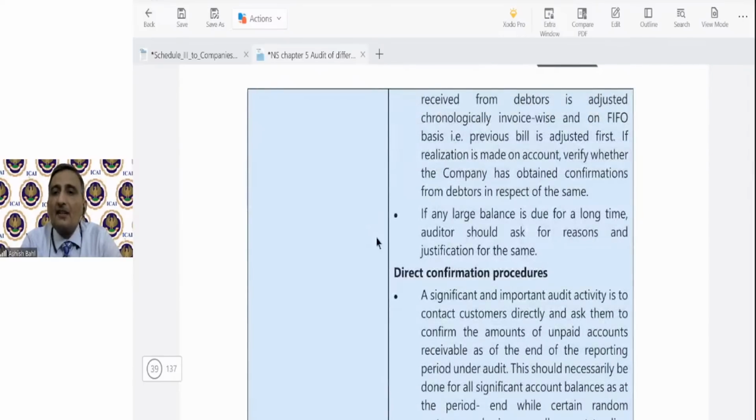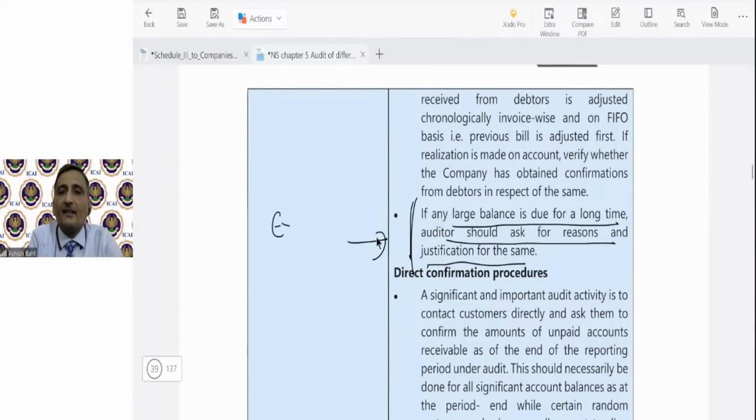And if any large balance is due for a long time, the auditor should ask for the reasons and justification for the same. So this is also necessary to verify existence assertion.